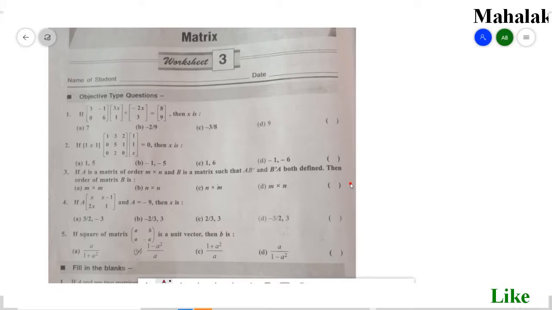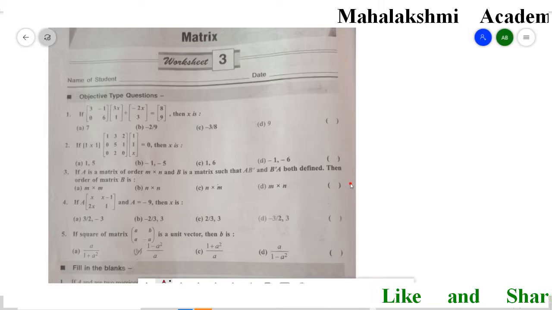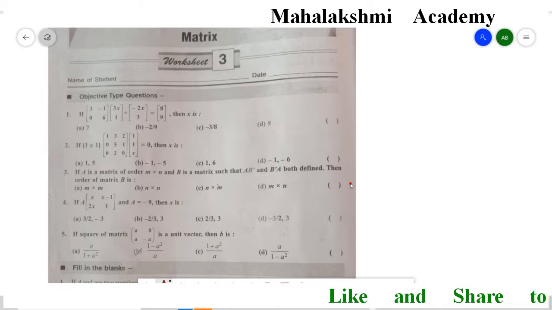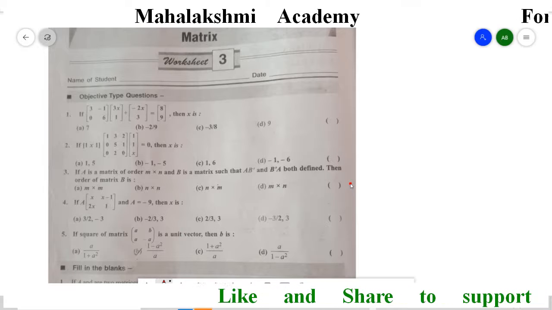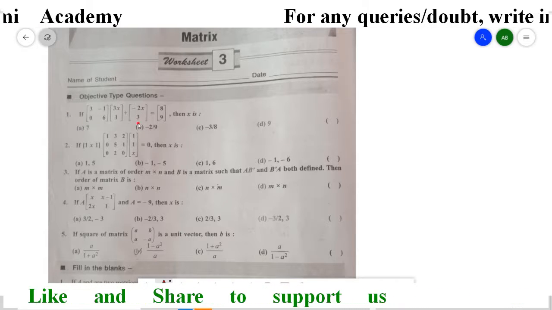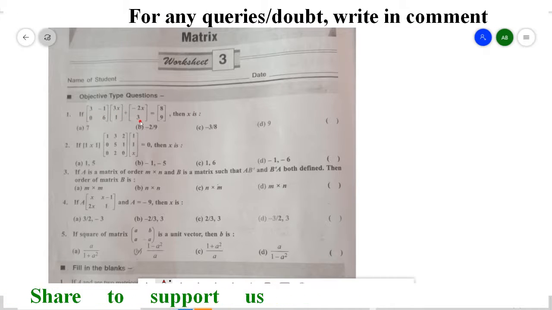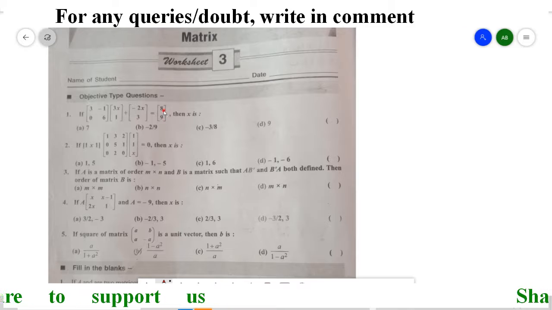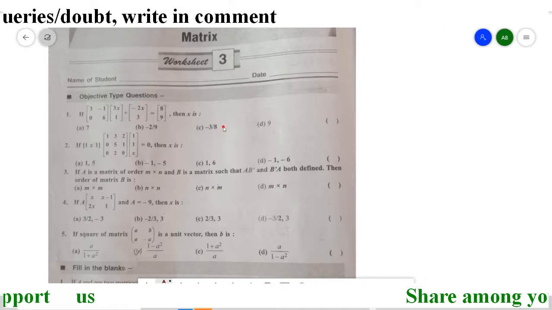Hello everyone, I am going to explain worksheet 3 from Excellent Desk Work, and this desk work belongs to 12th class RBSE Maths, and we'll start from question number 1. As you can see in question number 1, if the product of these two matrices is added with this matrix, the result is matrix 8 and 9. Then we have to find x.